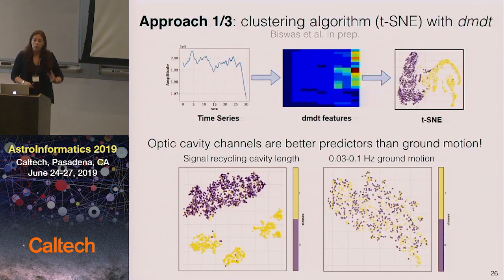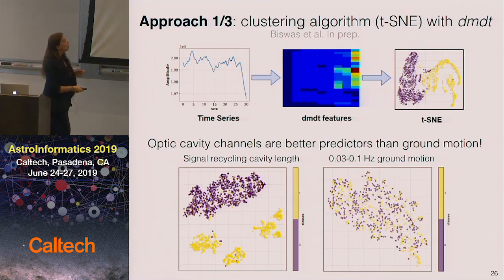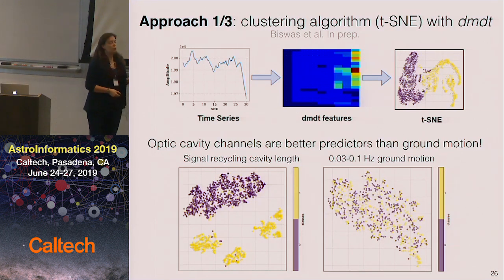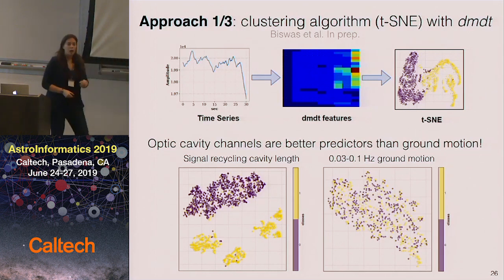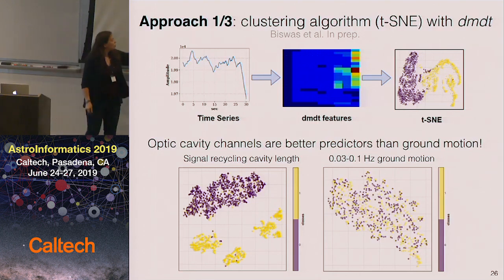So we had 3 different machine learning approaches, each with different feature sets. We would take a time series and transform it into DMT, which Ashish and Matthew have both mentioned. Our first approach was to use t-SNE, so unsupervised clustering. And we found something very surprising, which was that if you use channels that monitor the actuation strength or the photodiodes that are trying to keep the mirrors locked, the light resonance in these cavities, this is a much better predictor of lock loss than ground motion.